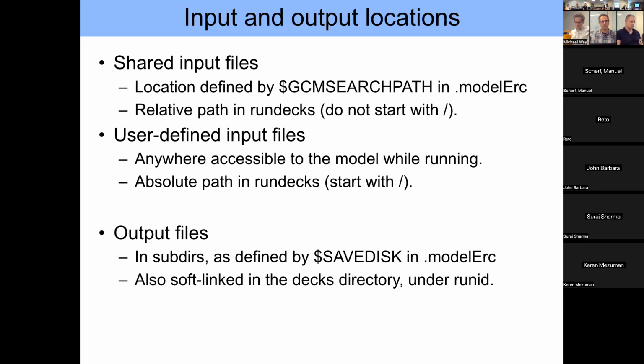So if you have a computing system where you need to submit a job, for example, and that goes into a new environment, you need to make sure that the files are available in that new environment. And then the output files are saved, again, in the main directory defined in .model ERC, under the save disk variable.